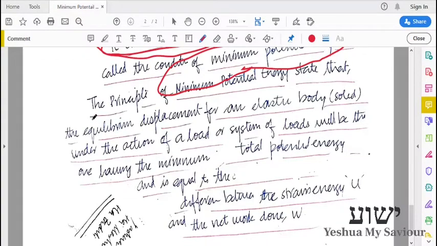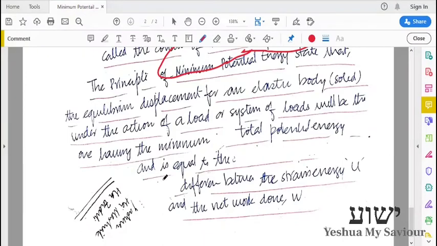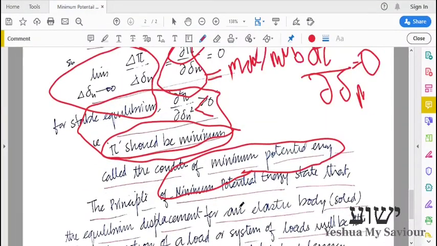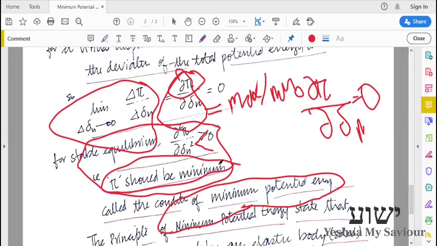The principle of minimum potential energy states that the equilibrium displacement for an elastic body under the action of a load or system of loads will be the one having the minimum total potential energy. And the total potential energy is defined as the difference between the strain energy U and the net work done W. Hope you can understand this.